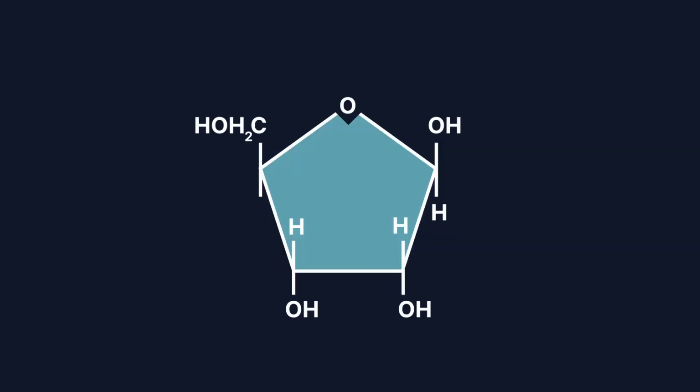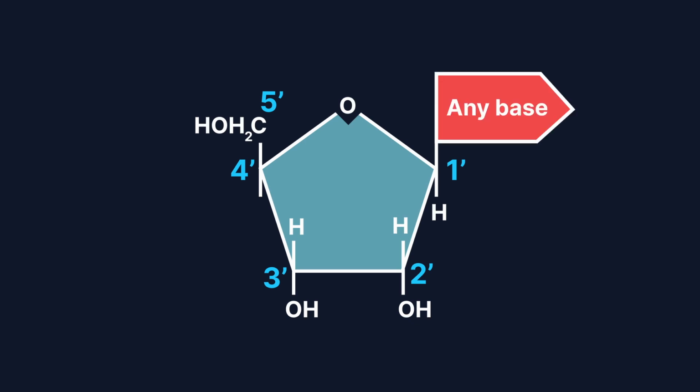First of all, let's take a pentose sugar. The carbon atoms are numbered from 1 to 5 because there are 5 carbon atoms. So each of the carbon atoms has its own number and it's denoted by 1 dash, 2 dash, 3 dash, and so on. When the first position carbon atom, that is 1 dash carbon, is connected to any base, like adenine, guanine, thymine, cytosine, etc.